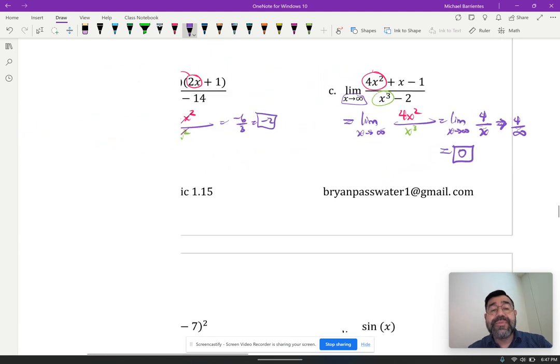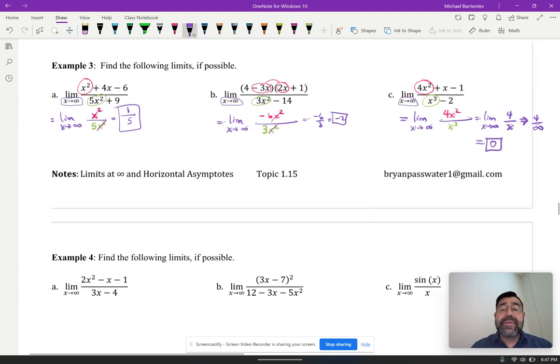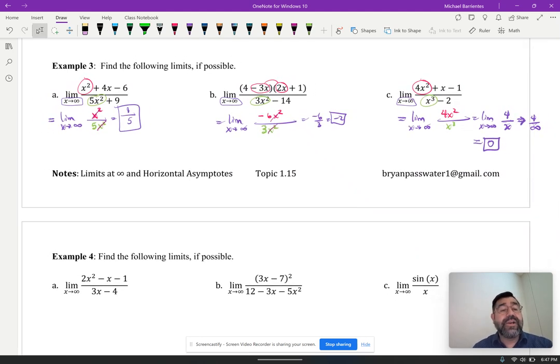And those are 3 examples of limits at infinity. Again, an example where we have a balanced situation, and then an example where we have a bottom heavy situation. When we come back, we'll do example 4, and then we'll wrap this up.